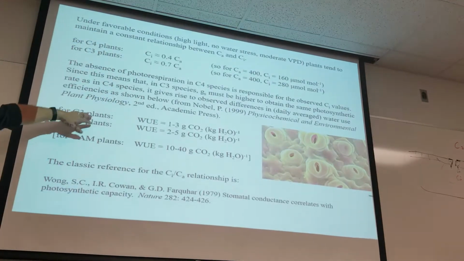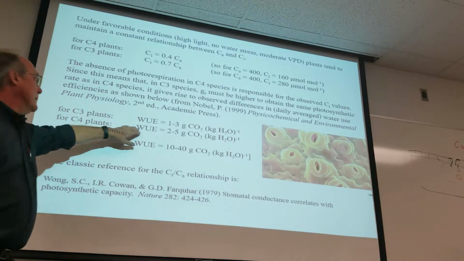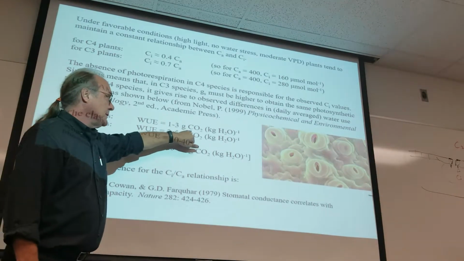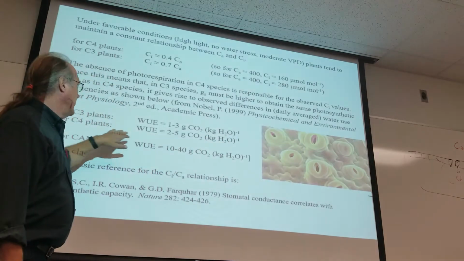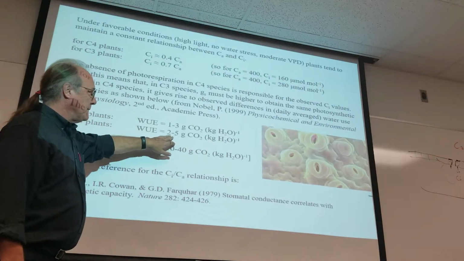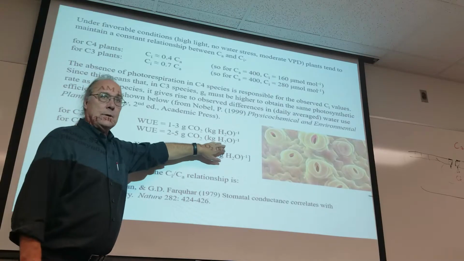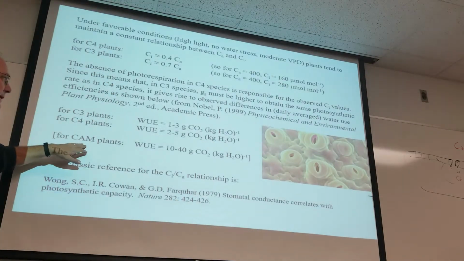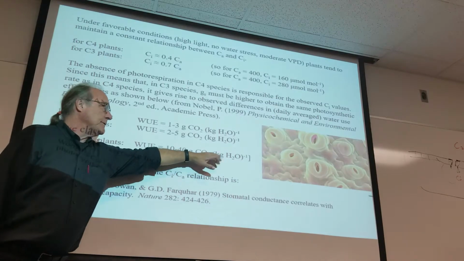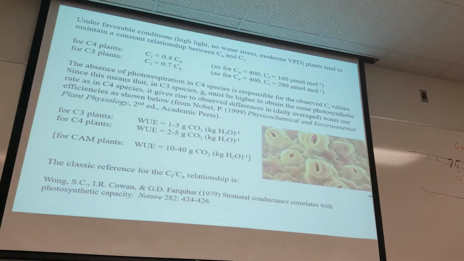That leads to differences in water use efficiency, and here are these values for C3 plants, 1 to 3 grams of CO2 per 1,000 grams of water lost. C4 plants, slightly more efficient, 2 to 5 grams of CO2 per 1,000 grams of water lost. And CAM plants, most efficient of all, 10 to 40 grams of CO2 per 1,000 grams of water lost.